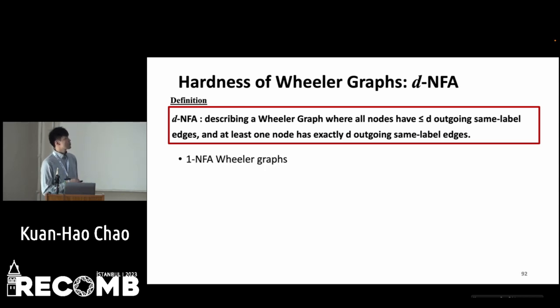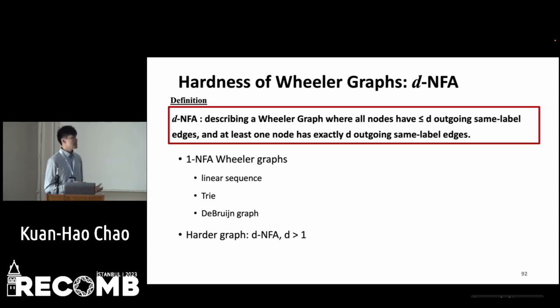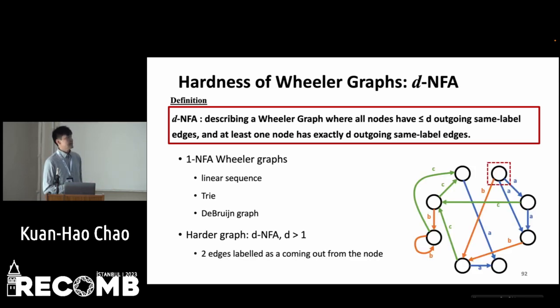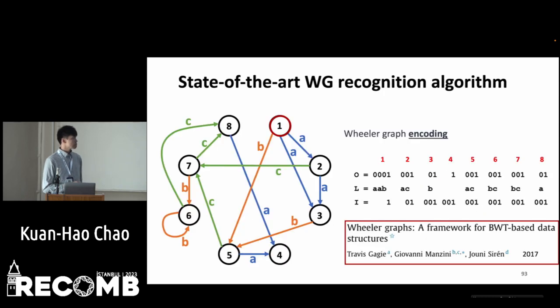So for one NFA, the linear sequence, we can always create a one NFA, which is the example that I made. And also try the green graph, they're all one NFA. And there's some harder graph, for example, if D is bigger than 1, it's harder to recognize. And in the previous example, this node has 2 edges labeled as A going out, so this is a 2 NFA. So now we understand the hardness of weird graph.